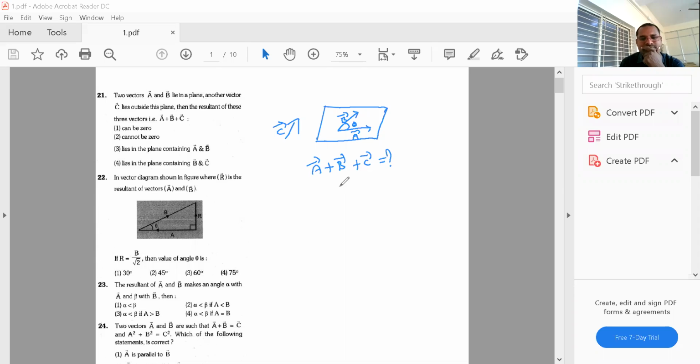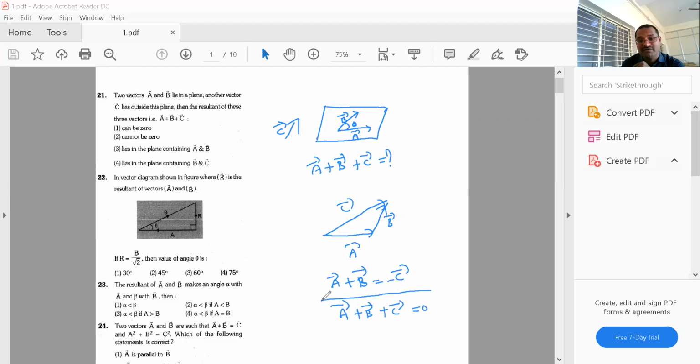As we know, according to the triangular law, if two vectors are there like this, A bar and B bar, then the resultant of these two vectors, let us imagine it is C bar. Then how can we write? A bar plus B bar is equal to minus C bar. So if you simply send that to the other side, it will become A bar plus B bar plus C bar is equal to 0, you will get.